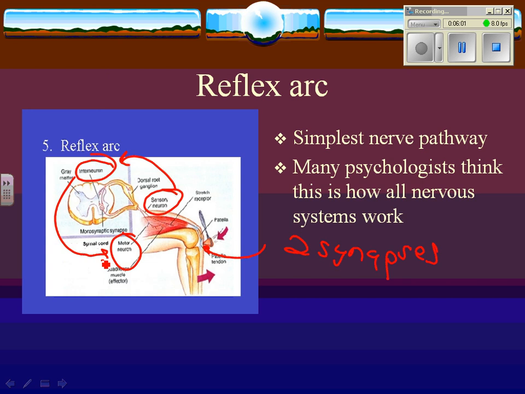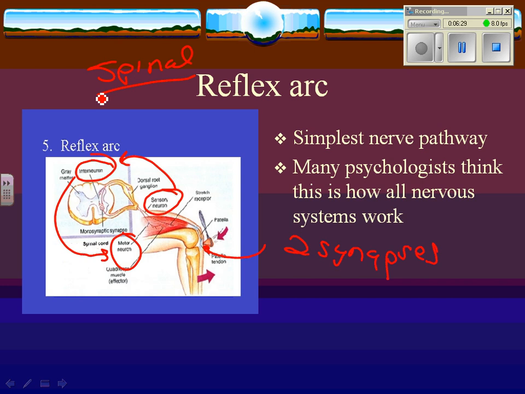This reflex right here is called a spinal reflex. A spinal reflex is a reflex that happens because the interneuron is in the spinal cord. Your brain is not in charge. It doesn't have to travel all the way up to your brain and back. It could never do it that quick. If it had to, you'd hit it and then there'd be a kick half a second later.